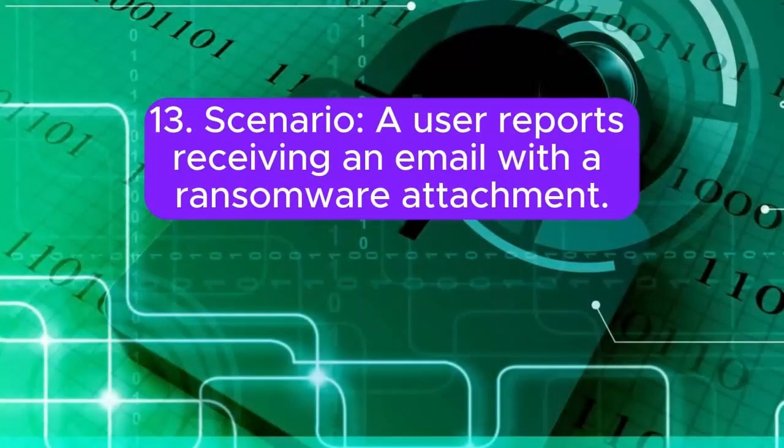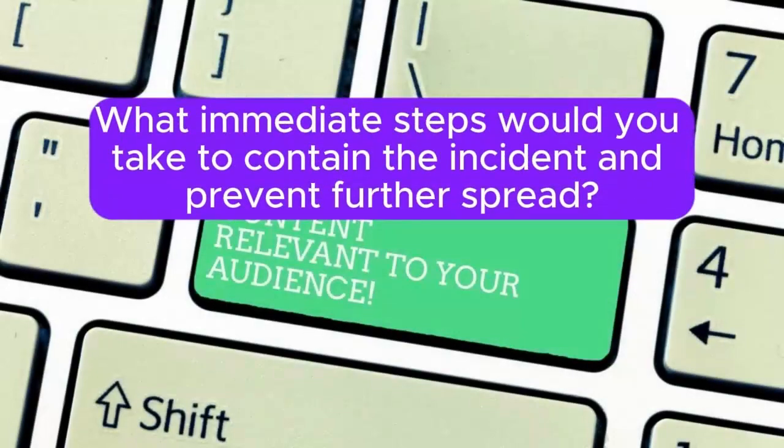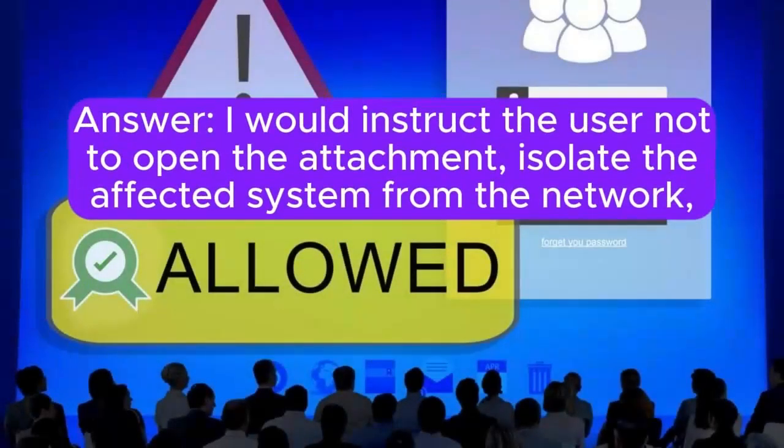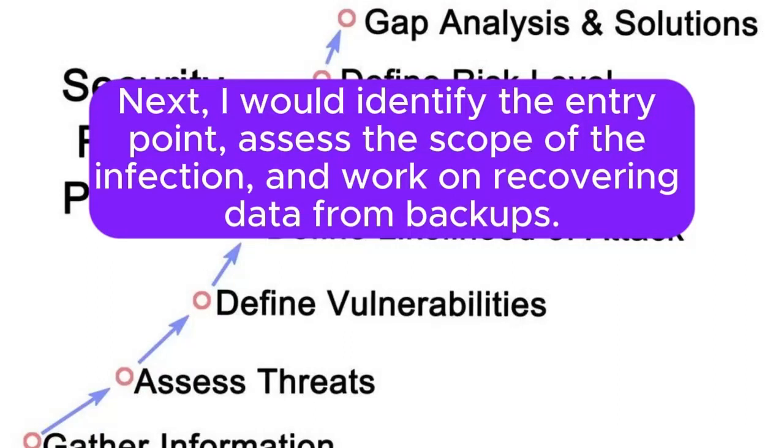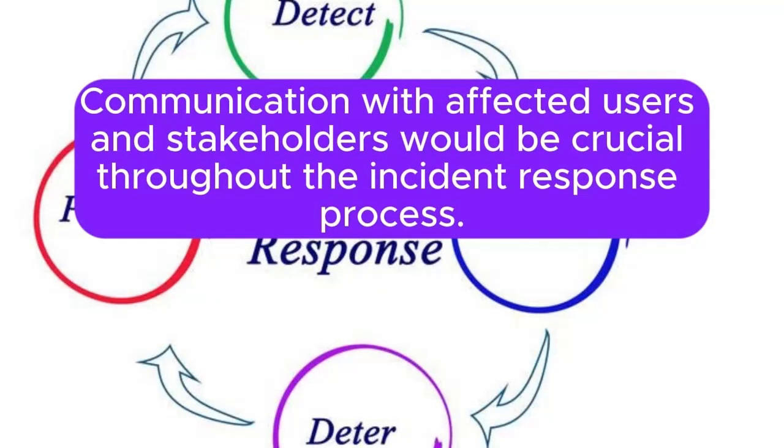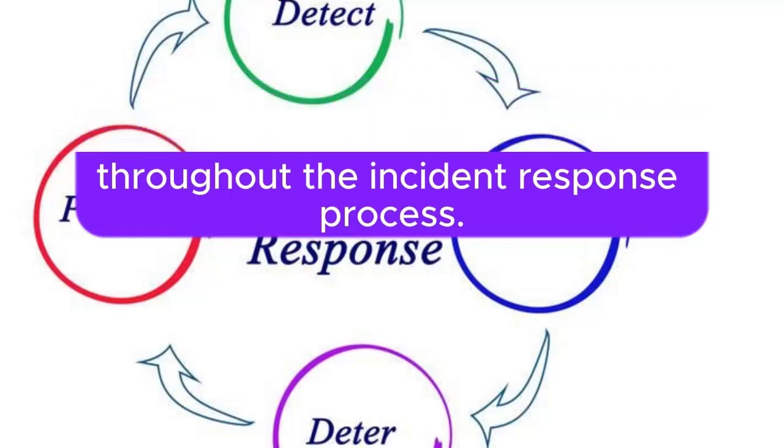13. Scenario: A user reports receiving an email with a ransomware attachment. What immediate steps would you take to contain the incident and prevent further spread? Answer: I would instruct the user not to open the attachment, isolate the affected system from the network, and analyze the ransomware to understand its characteristics. Next, I would identify the entry point, assess the scope of the infection, and work on recovering data from backups. Communication with affected users and stakeholders would be crucial throughout the incident response process.